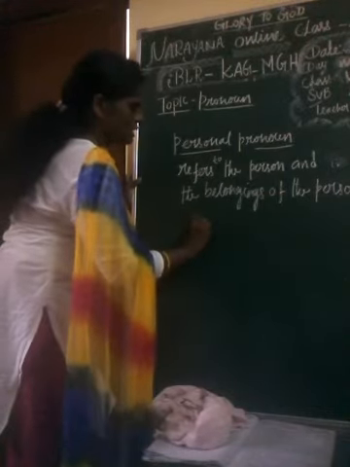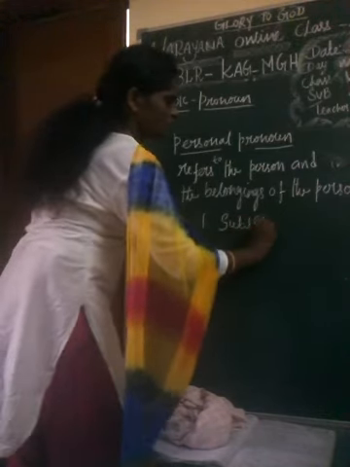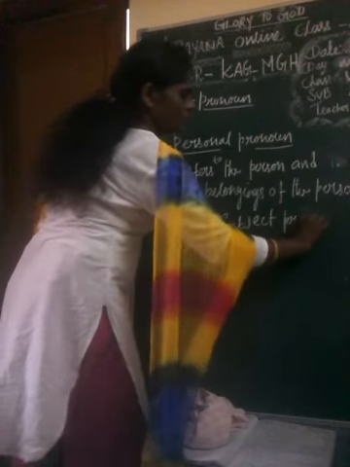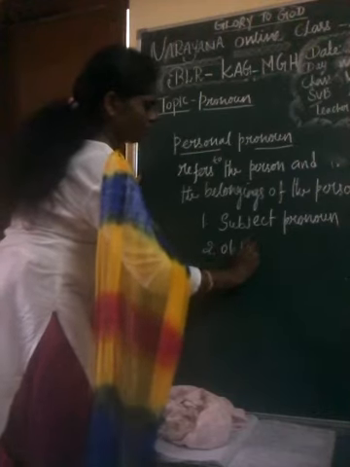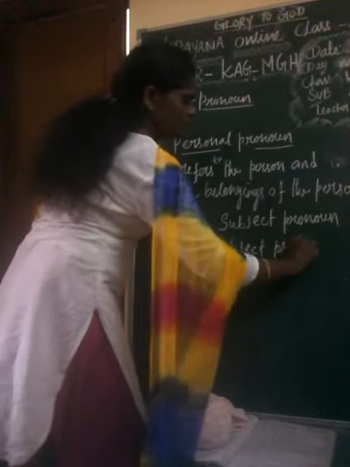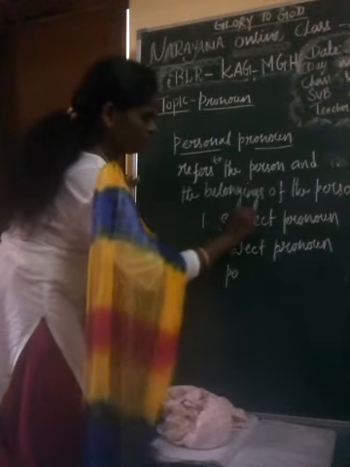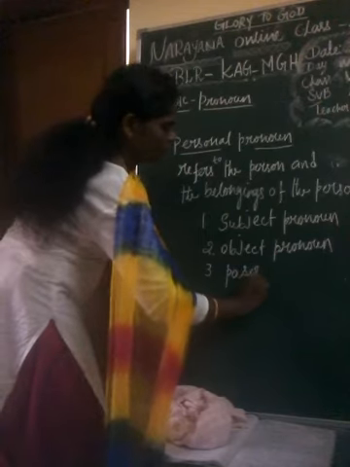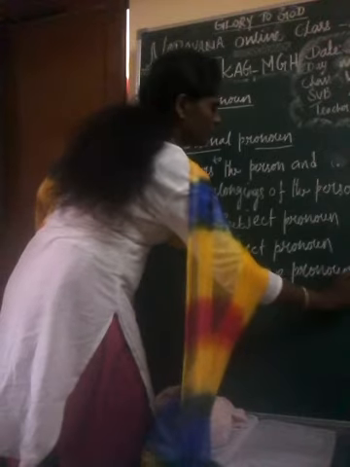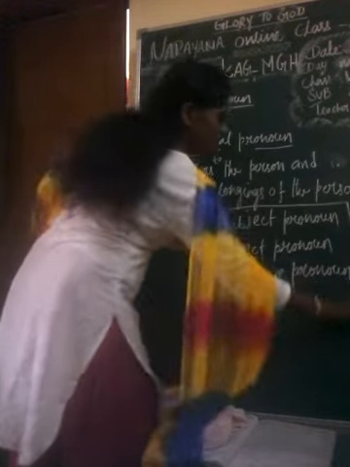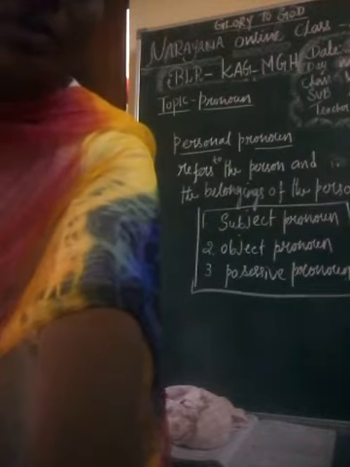In this we have types. Number 1, subject pronoun. Number 2, object pronoun. Number 3, possessive pronoun. So we have three different types of personal pronoun.